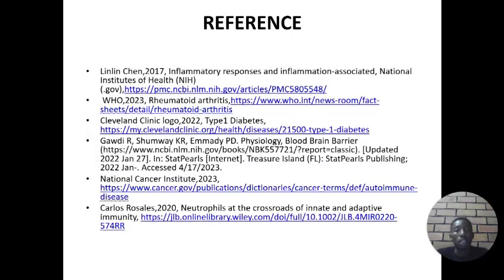This is the reference I'm using. As you saw before, there is a citation in every slide. If you need more information, you can use these references.